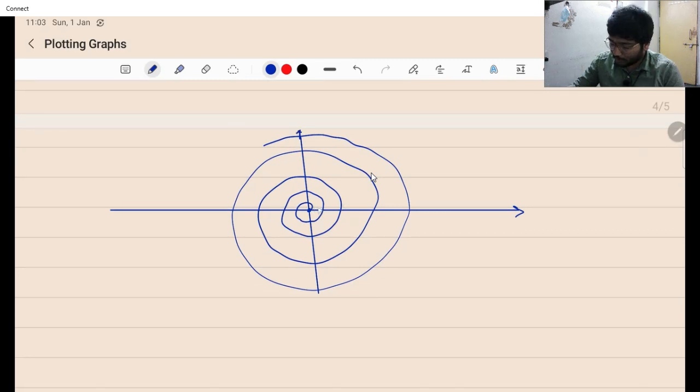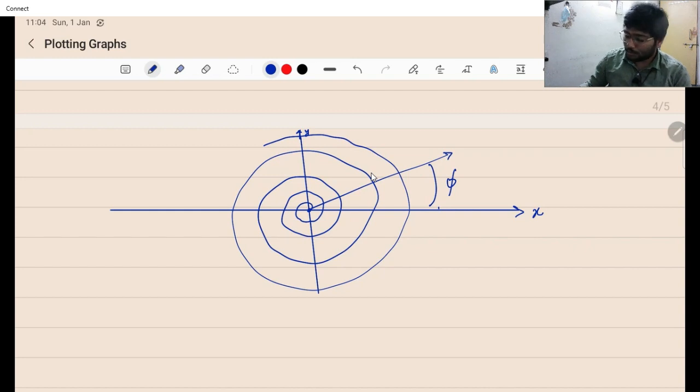A spiral starts at one point, and if you move on, suppose this is the x-axis and this is the y-axis, fine, and you keep on increasing the angle, the polar angle. So what is the polar angle? The angle from the x-axis. Suppose this is phi.